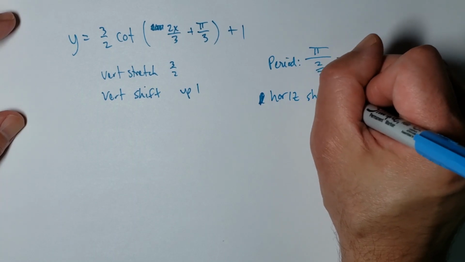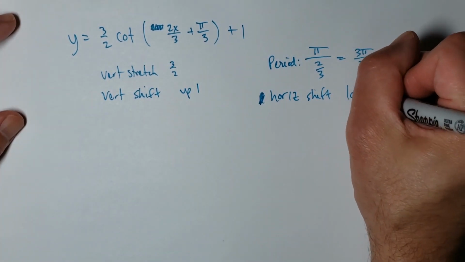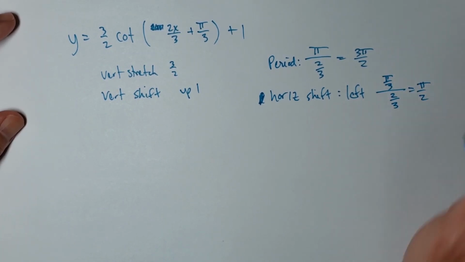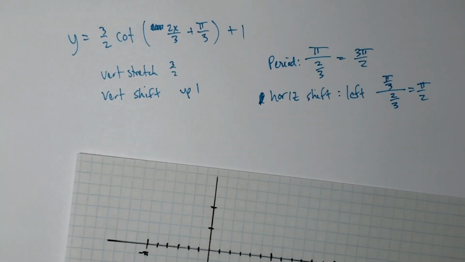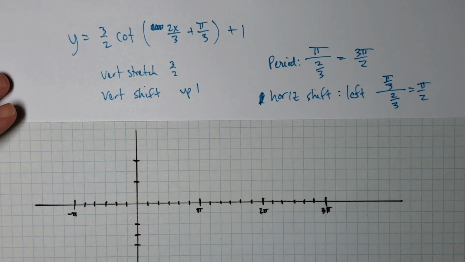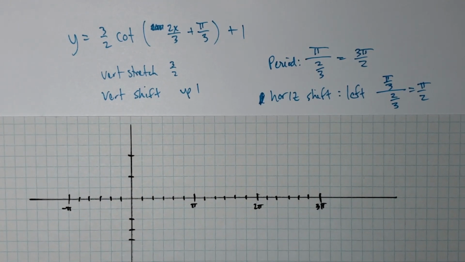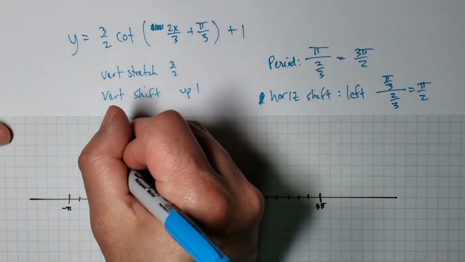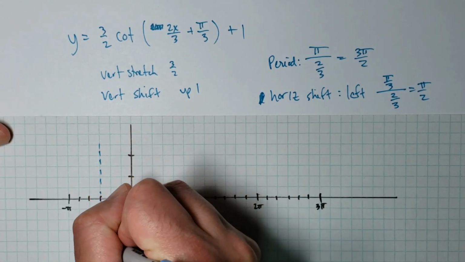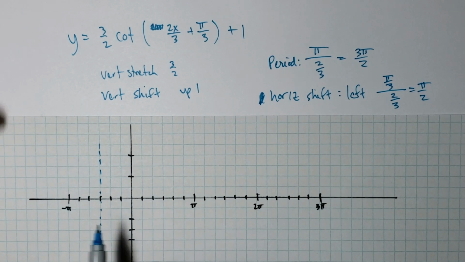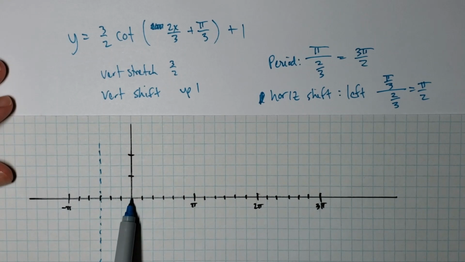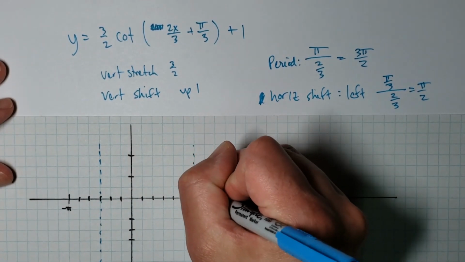The horizontal shift is going to be left, and it's going to be pi over 3 over 2 over 3, which is pi over 2. Okay, so let's see if we can put all that information into a graph. The first thing we want to do is move left pi over 2, which is going to be here, and we're going to put an asymptote, because you start on an asymptote. And then you're going to move over the period, which is 3 pi over 2, so that's 1.5 pi. Here's a half pi, here's 1 pi, and then you put your second asymptote.